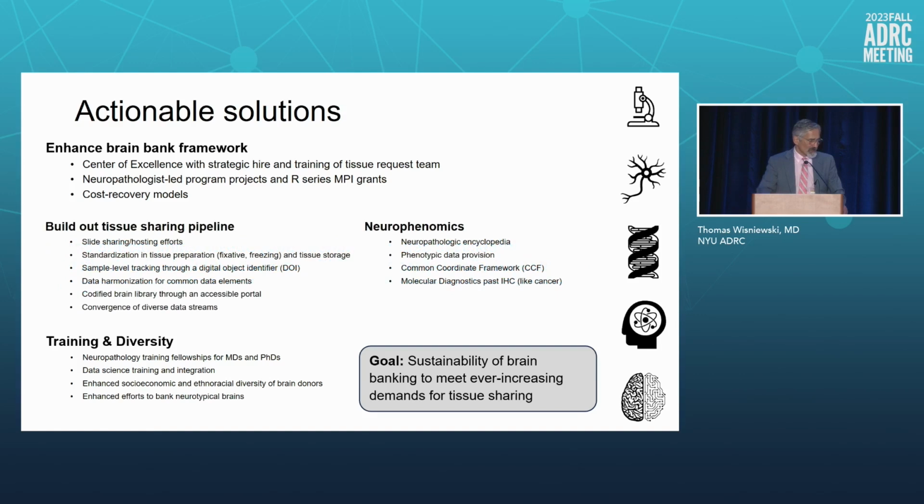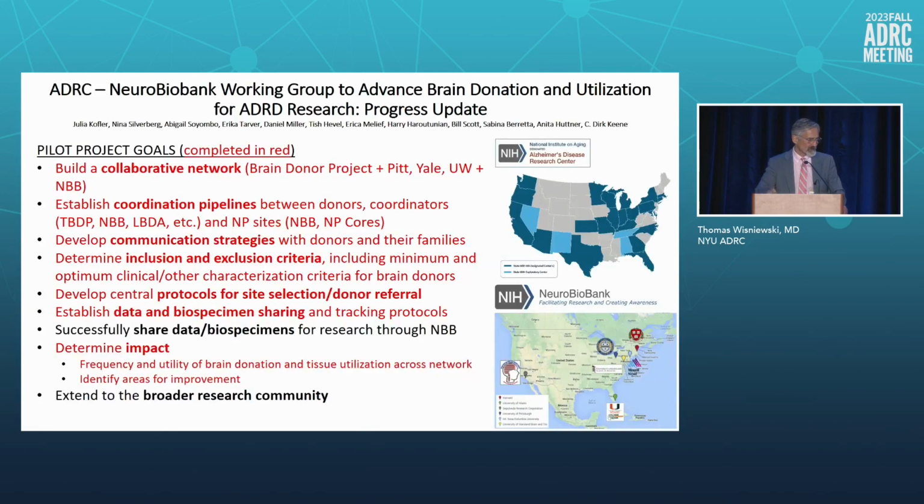means. So this will also involve building out tissue sharing pipelines, addressing neurophenomics, and then also there's a need to build on training and diversity with an ultimate goal of building sustainability of brain banking to meet the ever-increasing needs for tissue sharing. Lastly, an update from the Neurobiobank work group.